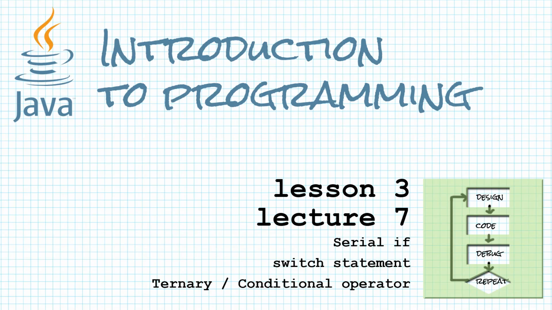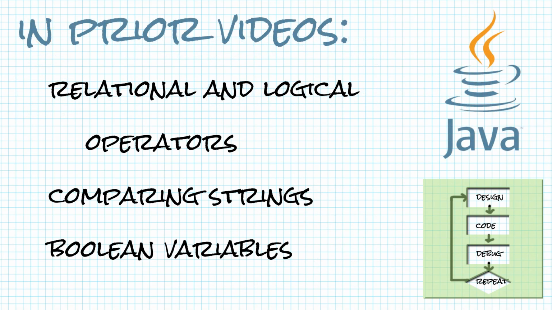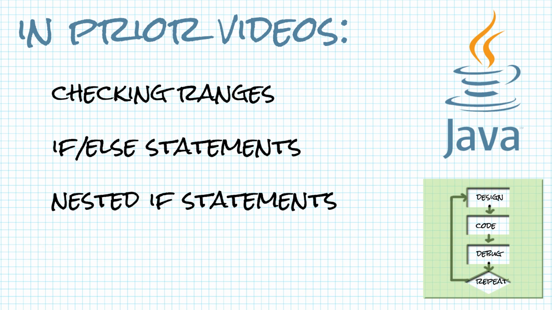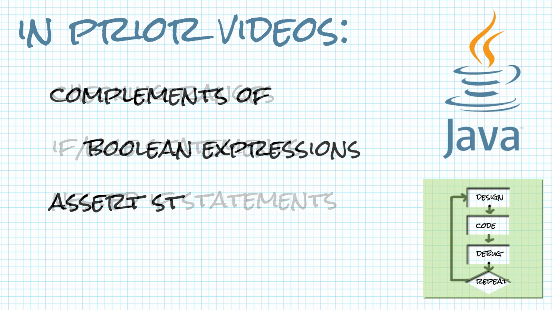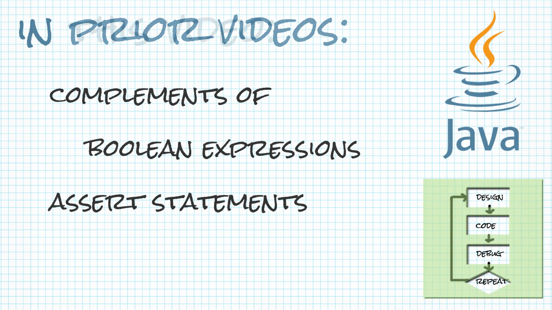If you're here because you want to learn to program in Java, you're in the right place. This is the 16th video in the Introductory Programming in Java full course and the 7th video of Lesson 3, Branching Structures in Java. In prior videos, we've looked at relational and logical operators, comparing strings, Boolean variables, checking ranges, if-else statements, nested if statements, complements of Boolean expressions, and assert statements.